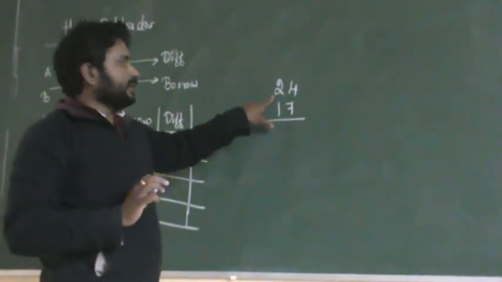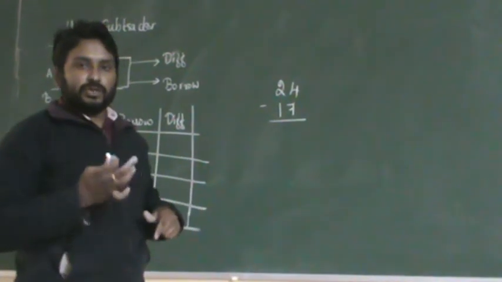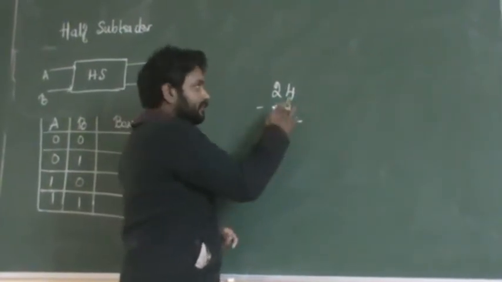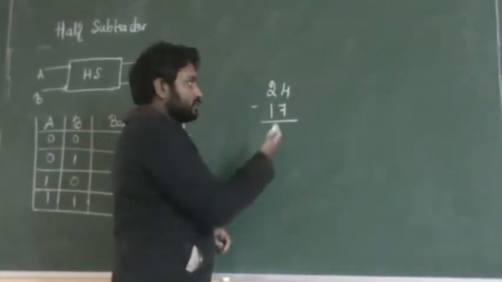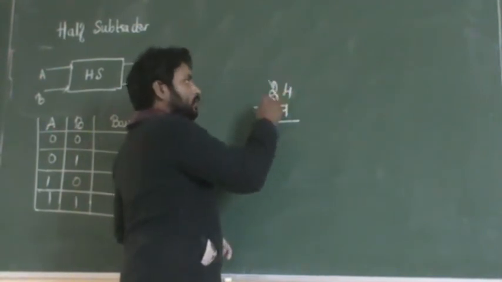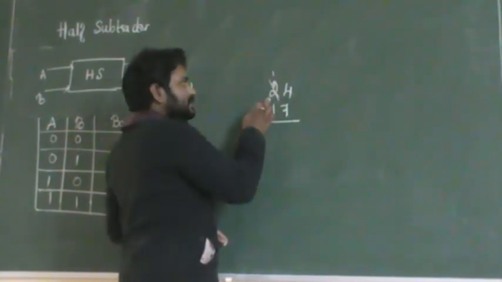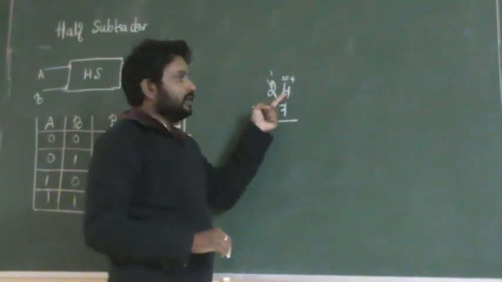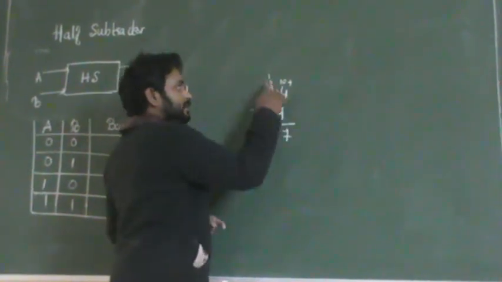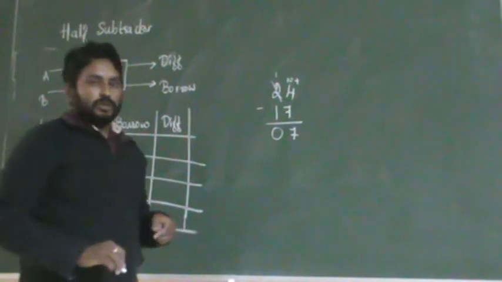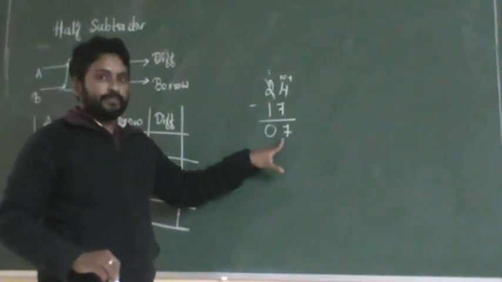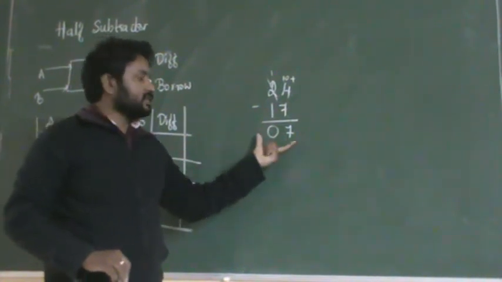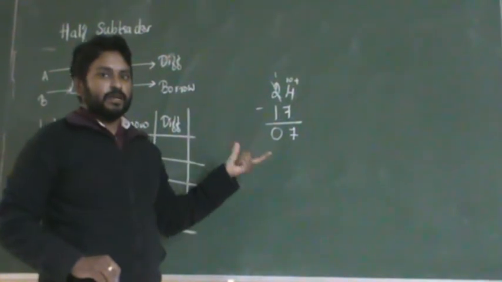This is a decimal number. 24 minus 17, how will you subtract? In your school days you have already learned subtraction. 4 minus 7, you start from this end, right? 4 minus 7 is not possible, so you take a borrow. Whenever I take a borrow, this 2 becomes 1, and here I add 10. So you get 10 plus 4, that is 14. 14 minus 7 equals 7, and 1 minus 1 equals 0. So 24 minus 17 is 7. This is a simple example with respect to decimal numbers.